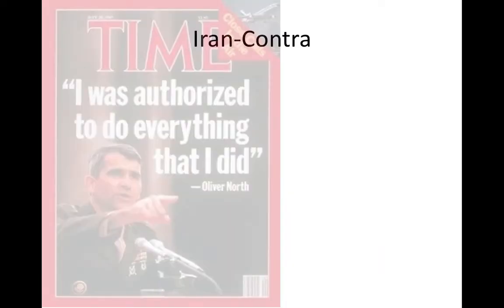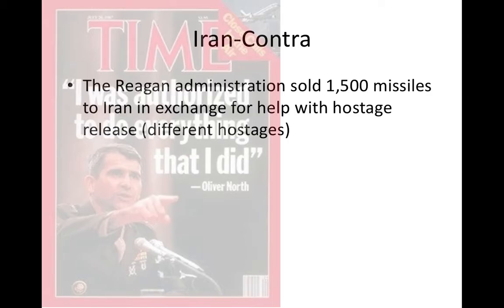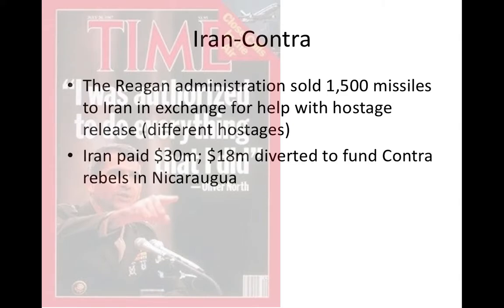A more negative outcome of Reagan's hawkishness is Iran-Contra. In his second term, the Reagan administration sold about 1,500 missiles to Iran in exchange for help with the hostage release. Different hostages, not the ones in the hostage crisis. These were 7 hostages in Lebanon. Iran paid $30 million. $80 million of that was diverted to fund anti-communist rebels called Contras in Nicaragua. Both things were illegal.